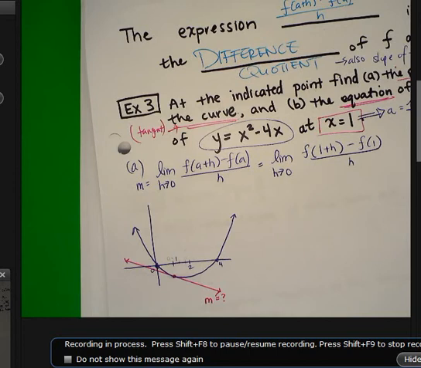Make it smaller, I'll be there. And eventually, what the limit of these slopes is going to be is the purple slope. Okay? So that's what we're doing mathematically.